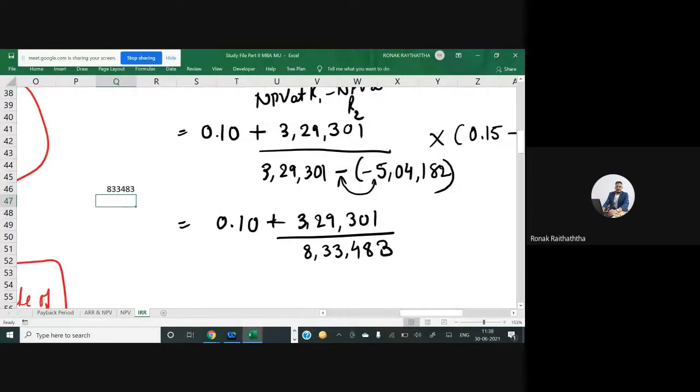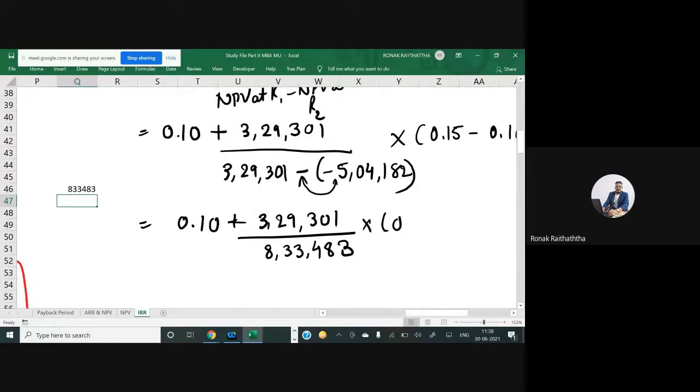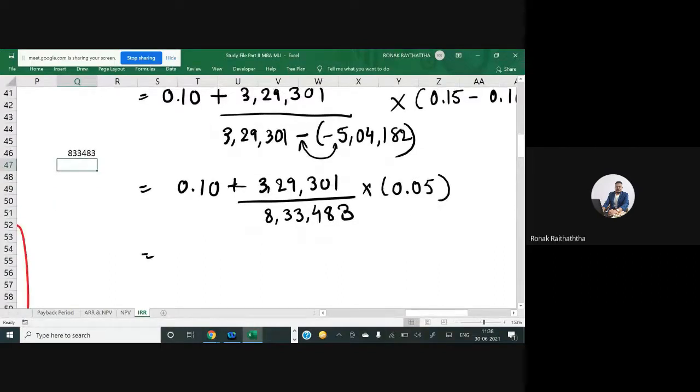Good. And that will be multiplied by 0.05. So as per the BODMAS rule, let's have the division first and then we'll have a multiplication. Division comes first, then multiplication. So 329,301 divided by 833,483 gives 0.39509.